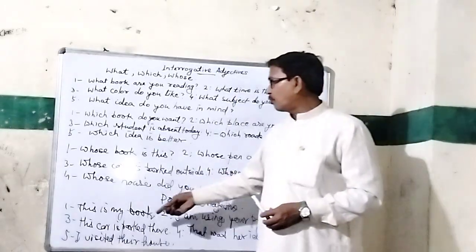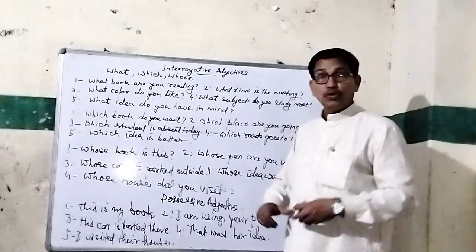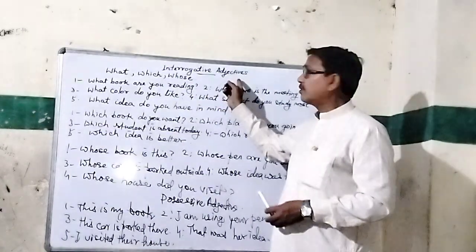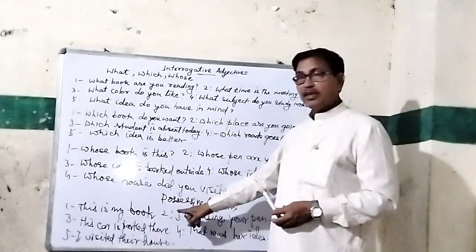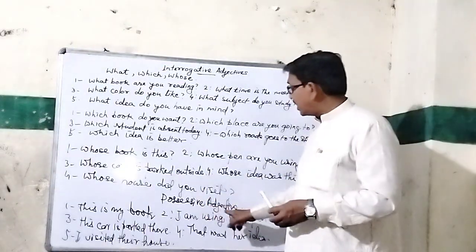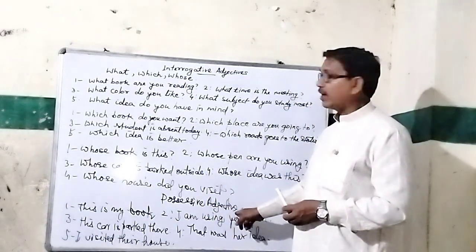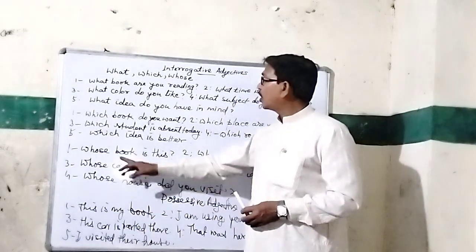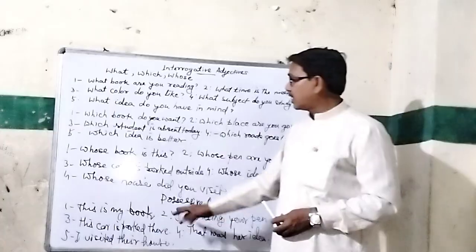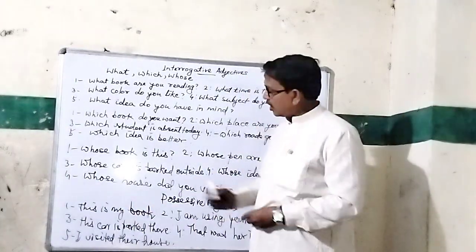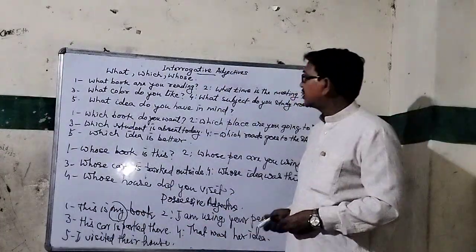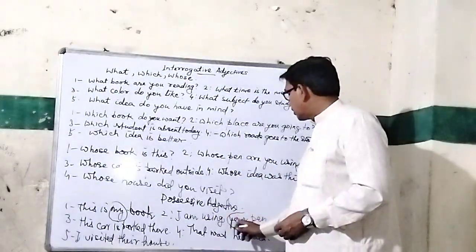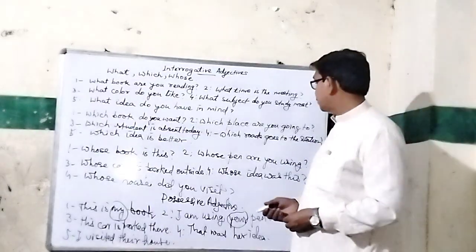It asks possessive questions. Whose book is this? Because here we are talking about interrogative adjectives, at the same time I will tell you about possessive adjectives. This is also one of the kinds of adjectives, and the possessive adjective gives the answer to this question. Whose book is this? The answer will be: this is my book. Here this word my is a possessive adjective. Whose pen are you using? I am using your pen. This your is also a possessive adjective.